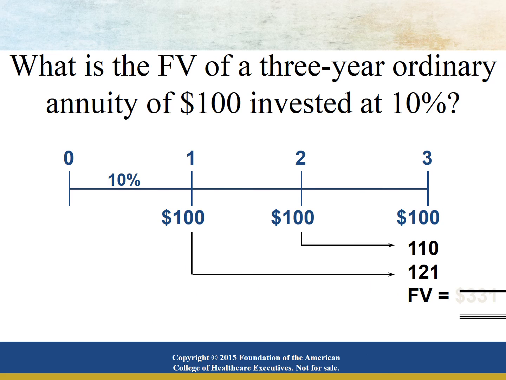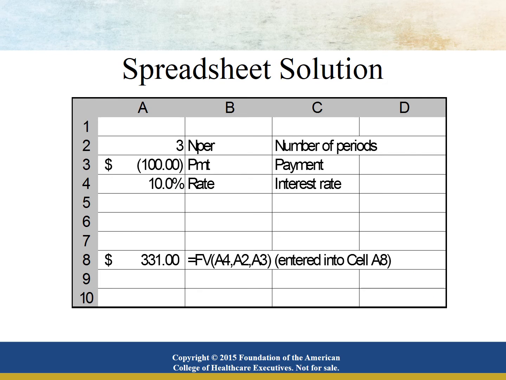So what is the future value of a 3-year ordinary annuity, so it's not going to be due until after the first period, of $100 invested at 10%? So the first period is 10%. Second period, how do we calculate that? Again, on a spreadsheet. Number of periods, payment, and rate. The payment is $100, 10%. So our actual future value is $331.